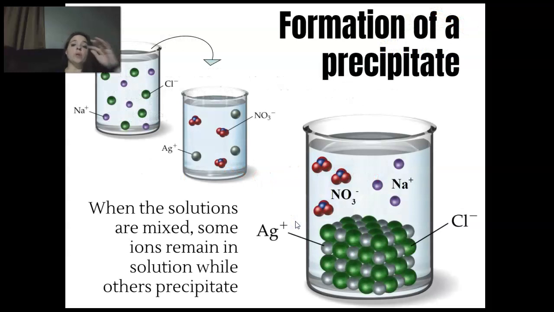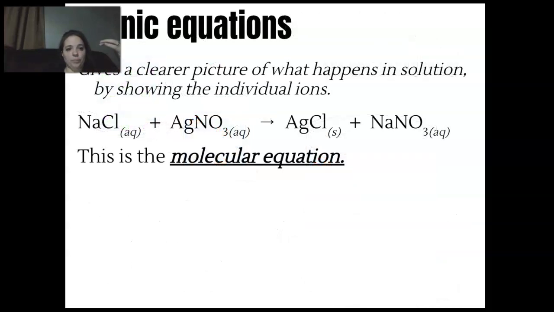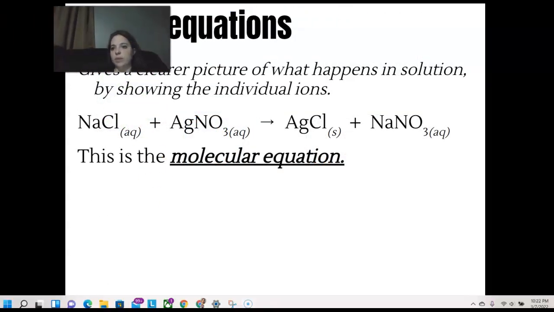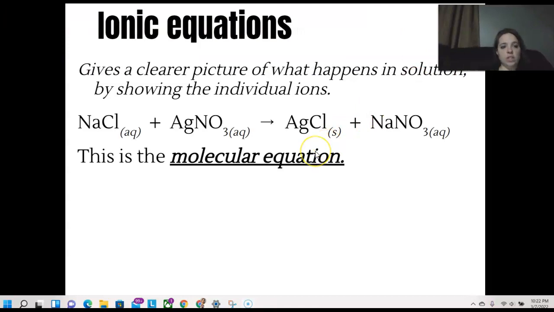So the formation of a precipitate, the solid. When solutions are mixed, some ions remain in solution while others precipitate out, turn into the solid. All right. So ionic equations give a clearer picture of what happens in the actual solution by showing the individual ions. All right, so looking at this is the molecular equation, what we've been looking at, what we've been balancing.